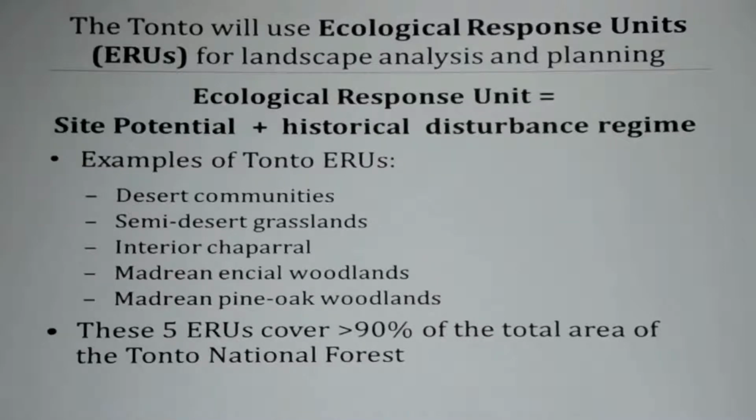Examples of Tonto ERUs include the desert communities, semi-desert grasslands, interior chaparral, Madrean encinal woodlands, and Madrean pine-oak woodlands. These five cover 90% of our area. So these are our major ones. These are the ones that really we pay attention to. Now we pay attention to all of them, but these are the ones that most people deal with when they use the Forest Service.